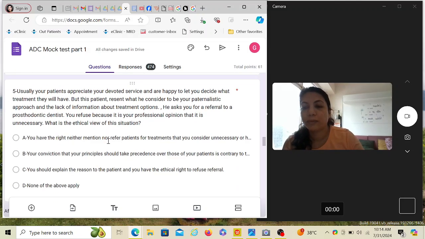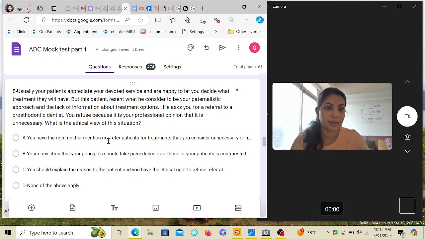Usually, your patients appreciate your devoted service, and so this is a very important question, and you'll get ethical questions, at least 5 to 10 of them in your exam. Make sure you mark them correct. If you mark the ethical question wrong, there are high chances of you not clearing the exam.